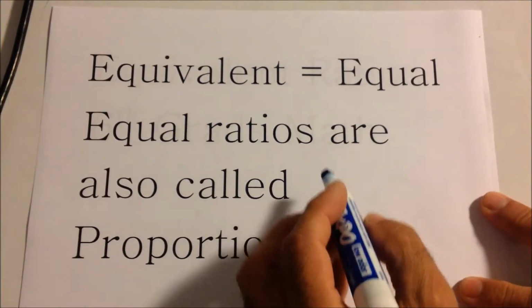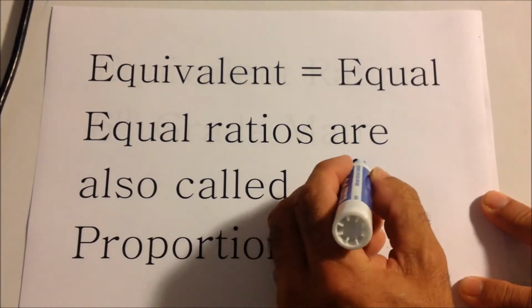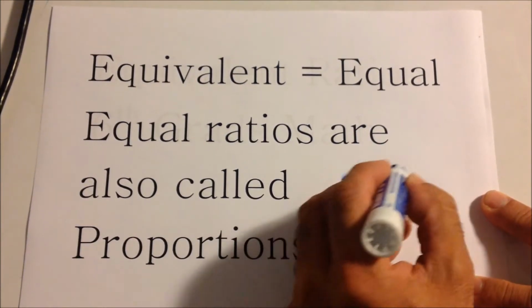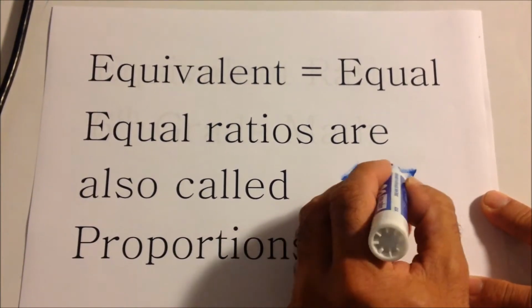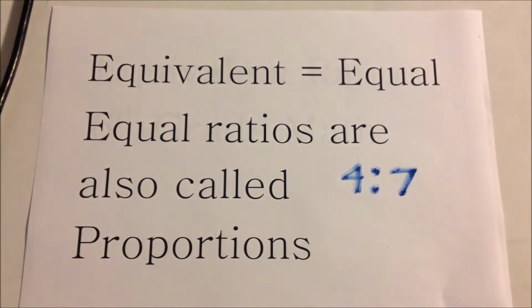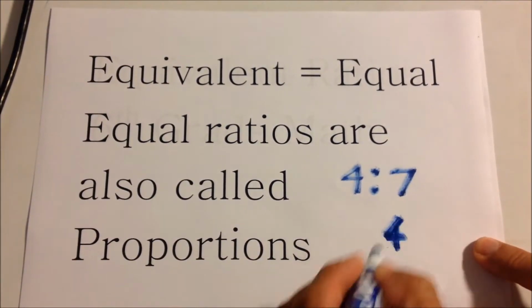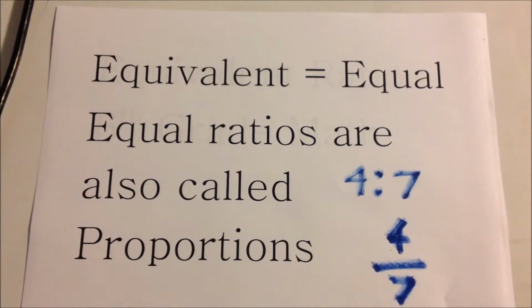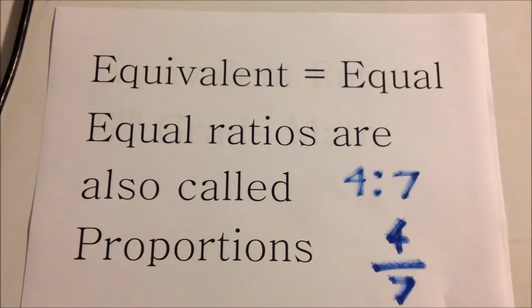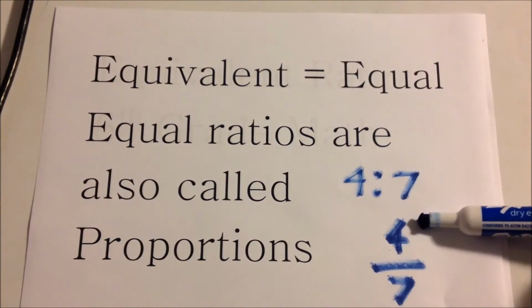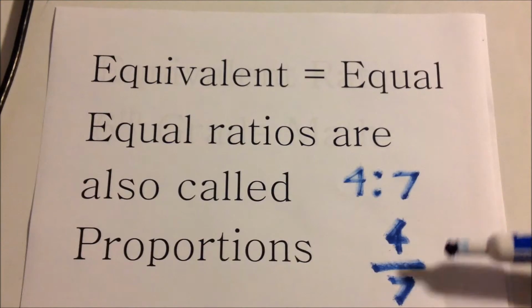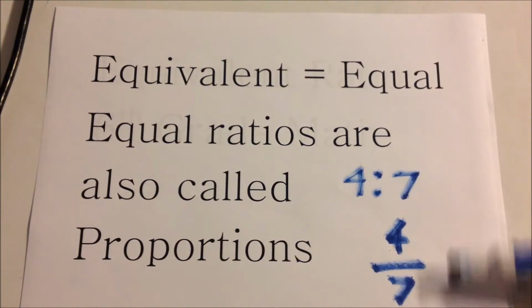So let's look at an example. Let's say I had a ratio, and let's say it was 4 to 7. And of course, as you know, we can also write it like a fraction, 4 to 7. So to make an equivalent ratio, or an equal ratio, all we have to do is multiply the numerator, the 4, and the denominator, the 7, by any number, and they have to be the same number.